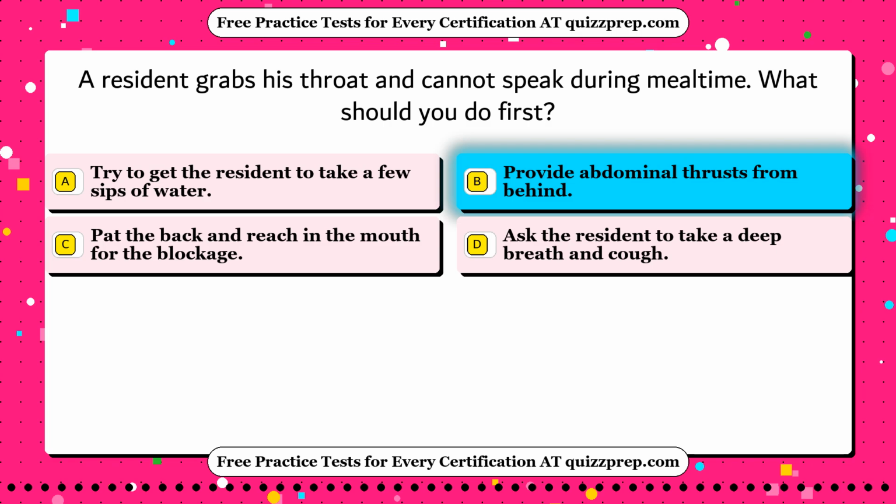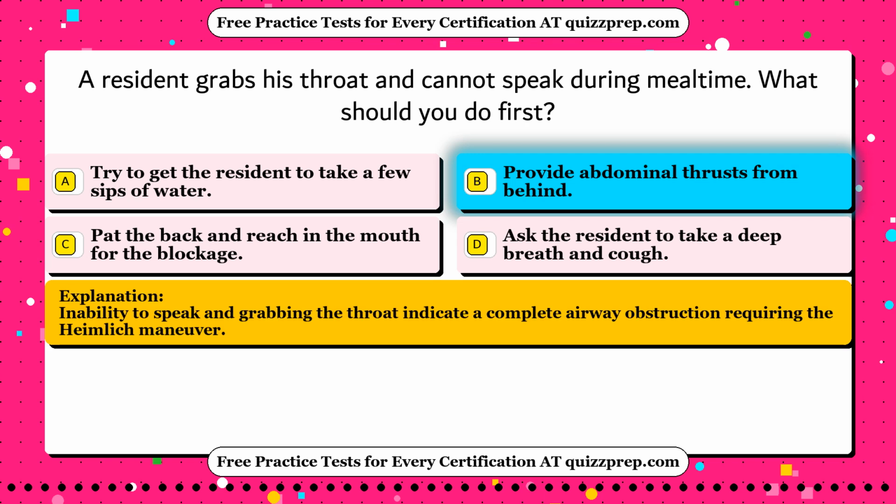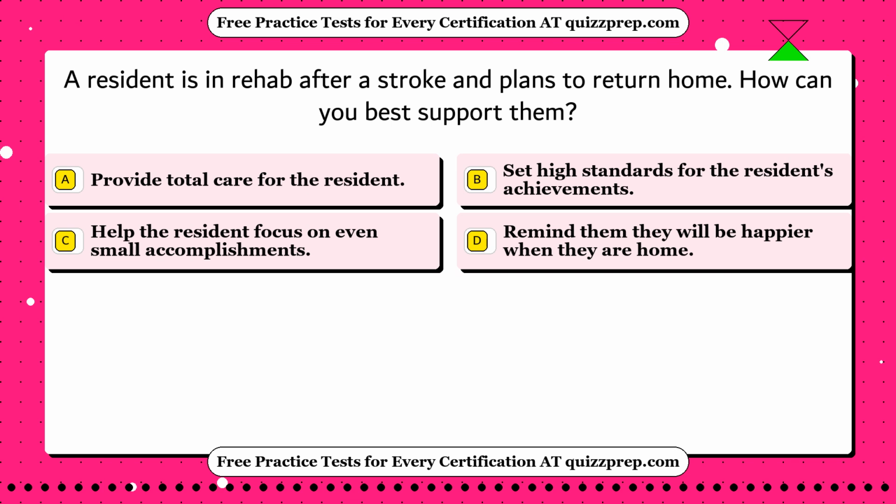The correct answer is option B. Provide abdominal thrusts from behind. Inability to speak and grabbing the throat indicate a complete airway obstruction requiring the Heimlich maneuver. Question 24. A resident is in rehab after a stroke and plans to return home. How can you best support them?